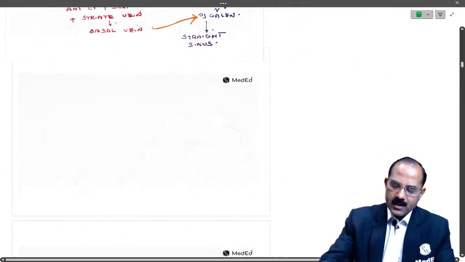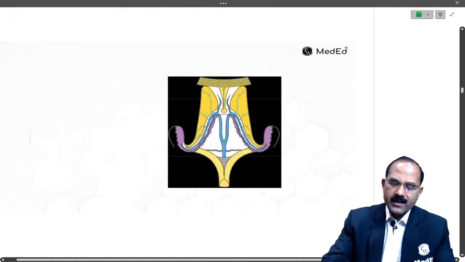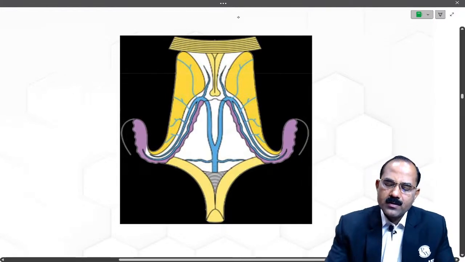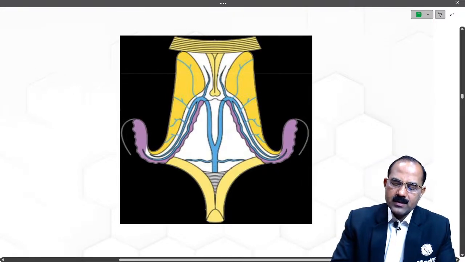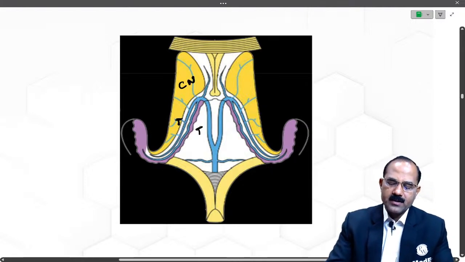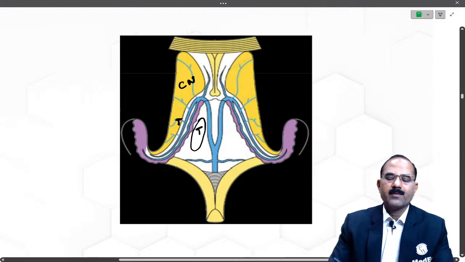Okay, great. Very good. You can have a look at this slide. This will solve all your doubts. So, what is this now? This is the thalamostriate vein. What is this? This is the caudate nucleus. And what is this nucleus? That's the thalamus. This nucleus here is the thalamus.